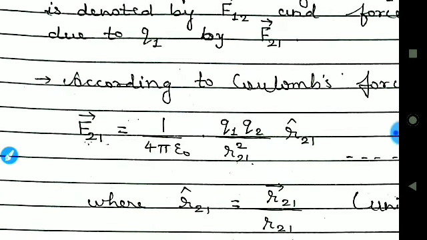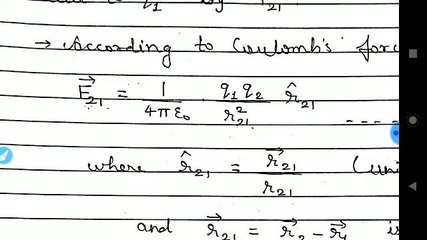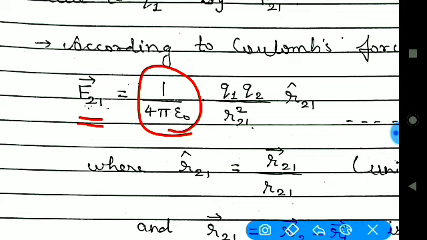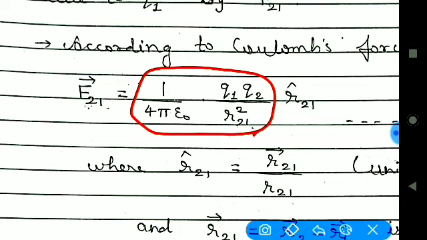Now the mathematical relation is given by F21 is equal to k, which is a constant and its value is 1 upon 4 pi epsilon naught, into Q1 Q2 upon R square. So here this is nothing but the magnitude of the force. This much part represents magnitude, but here this force is in vector form, and hence we have to show the direction also. So for direction we have used a unit vector R21.